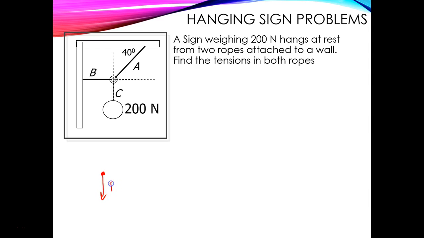So we have our force of gravity, which points down. We have one tension force, that force of tension B, which is pointing off to the side like that. And we have our force of tension A, which makes an angle of 40 degrees here to the ceiling. So what do I do next?